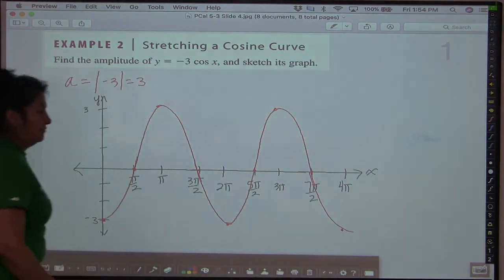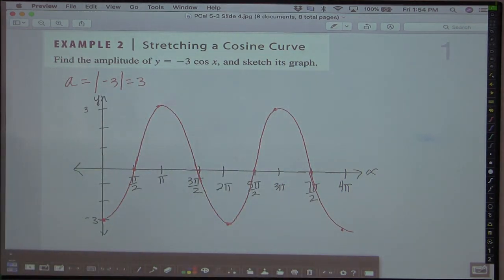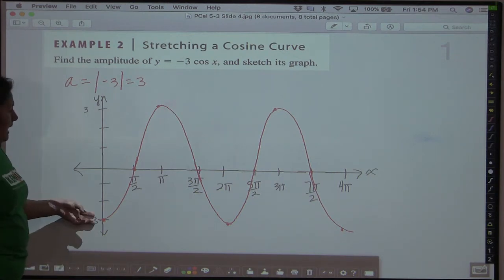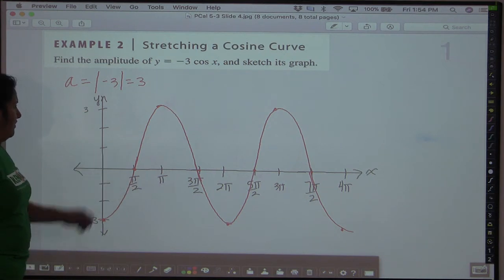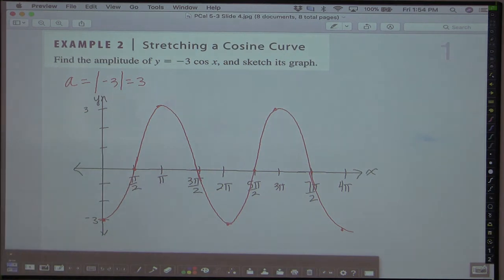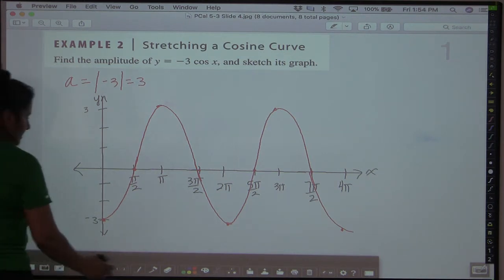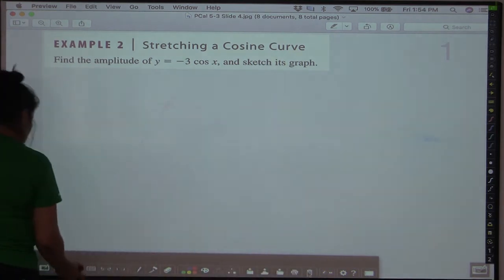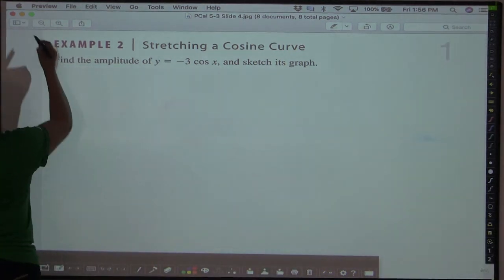And there you go. That would represent your -3 cosine x. So it's basically upside down, and there's no phase shift. So there we go. Okay? So now we want to go to example 3. Example 3 is going to be when we throw that away, and then come over here.